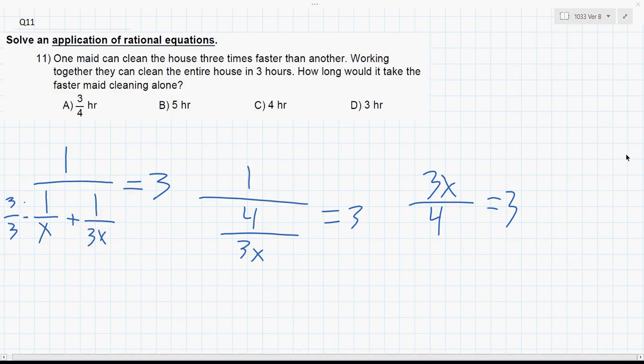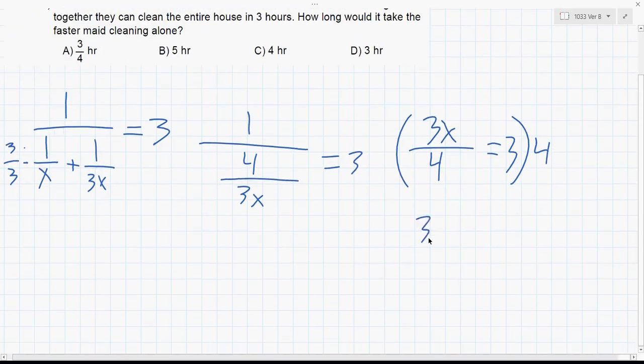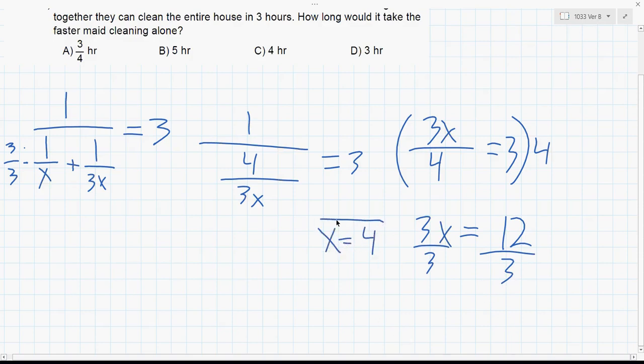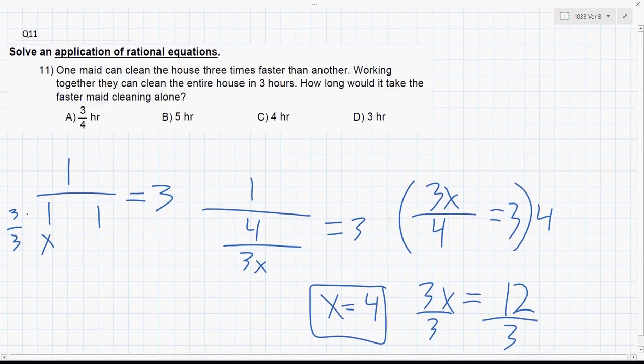Multiply 4 to both sides of the equation. That way we cancel out the 4 that's there, and that would end up giving us 3x equals 12, and then you'll end up dividing both of those by 3, which gives you x equals 4. So you know that the faster maid will be able to clean in 4 hours, whereas the slower maid will be able to clean in 12 hours.